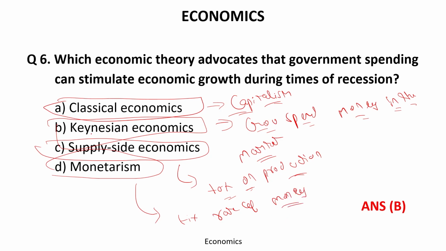Now we have discussed all these things. Let's understand the question. Government spending can stimulate economic growth. Which of the following terms deals with this? Keynesian economics, which means government spends money in the market. So B should be the answer.